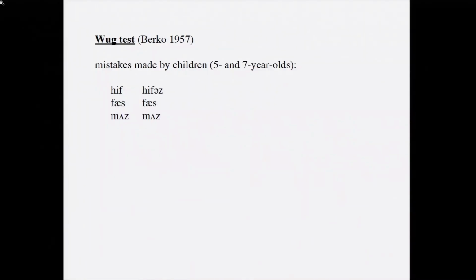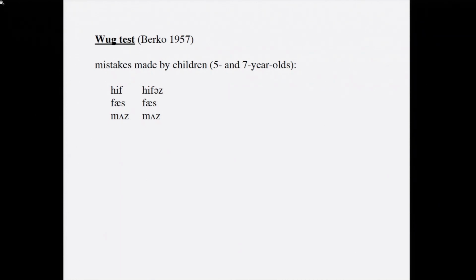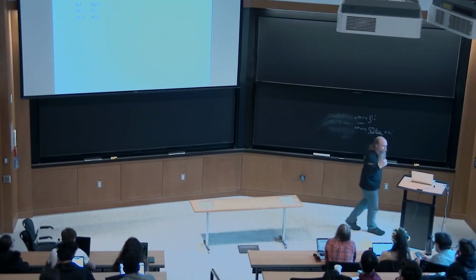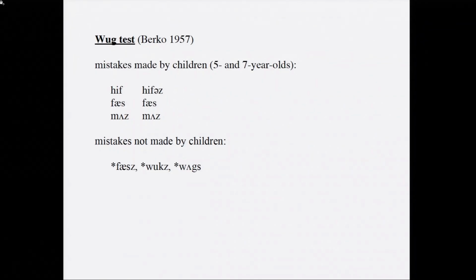So here are 3 of Berko's words: heaf, fass, and muzz. And wug, I think everybody did wug perfectly. Everybody said the plural of wug is wugs. But there were other cases where children would say sometimes things like the plural of heaf is heefes, or the plural of fass is fass, or the plural of muzz is muzz. And then there were other kinds of mistakes that children didn't make. So nobody said that the plural of wug was wugs with a voiceless S, or that the plural of wook is wooks with a Z, or that the plural of fass is fasses.